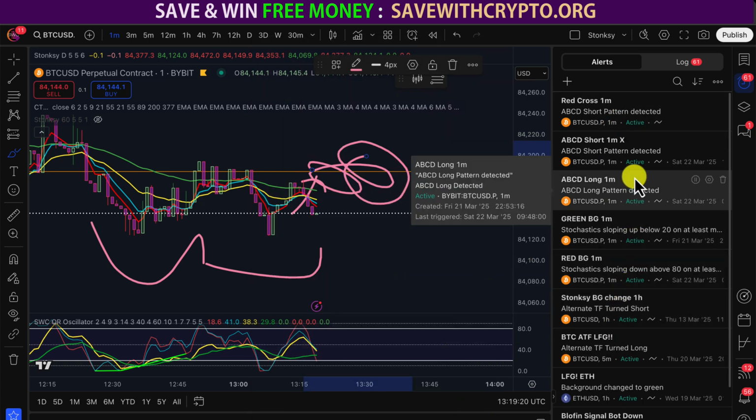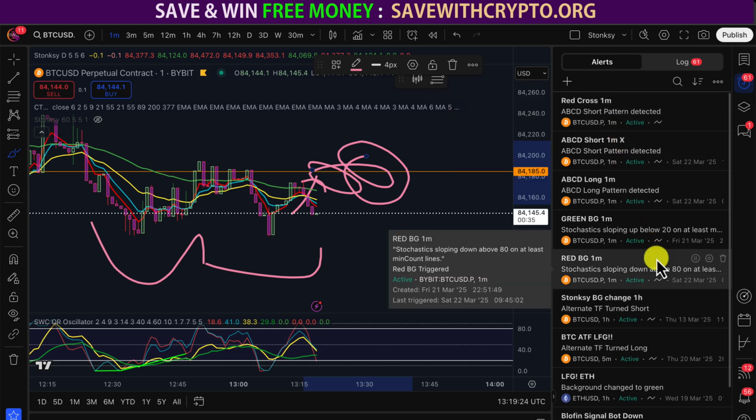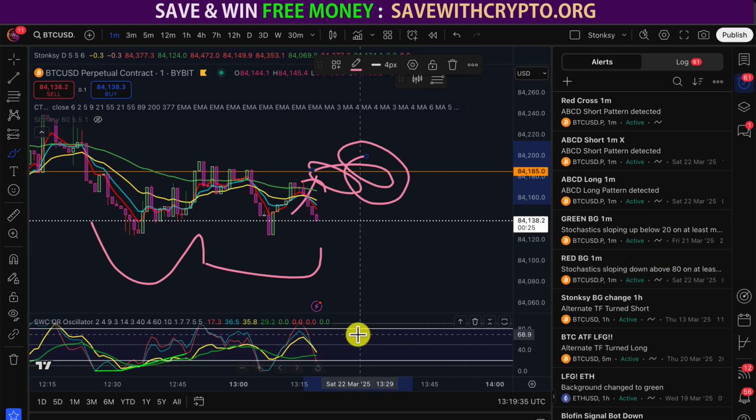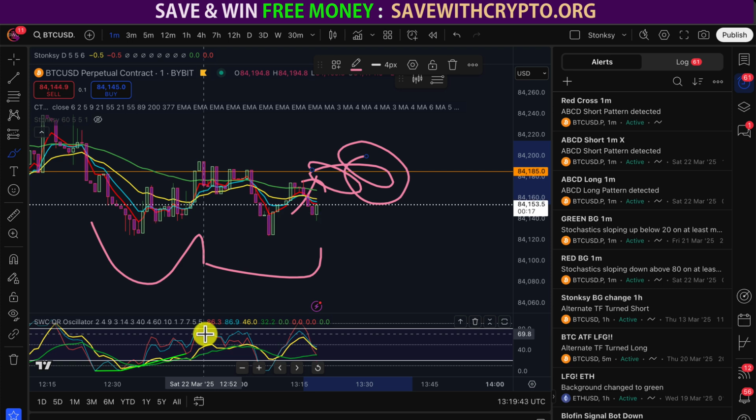And you can see here that I've been playing with quite a lot of these, experimenting at the moment, just trying to think of better and more meaningful messages from the alerts. So it's a work in progress, but there you go. It's called the SWC QR oscillator. QR stands for quad rotation, which was the original name of the indicator. Okay, so I'll leave it there.